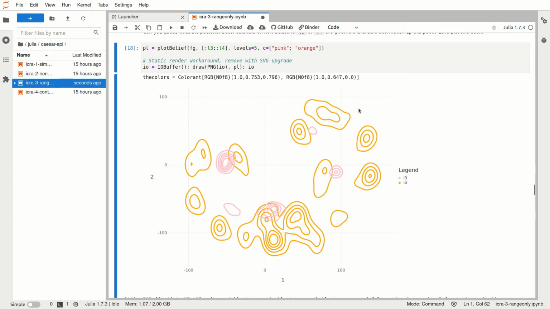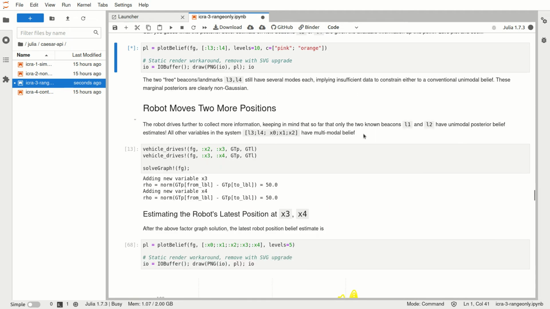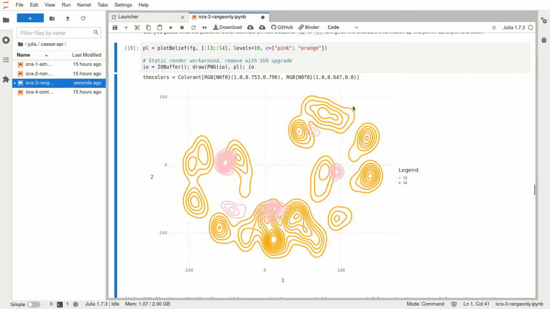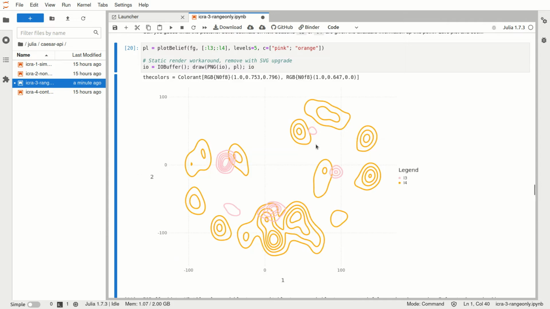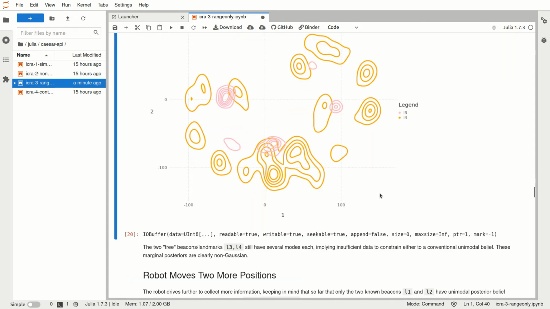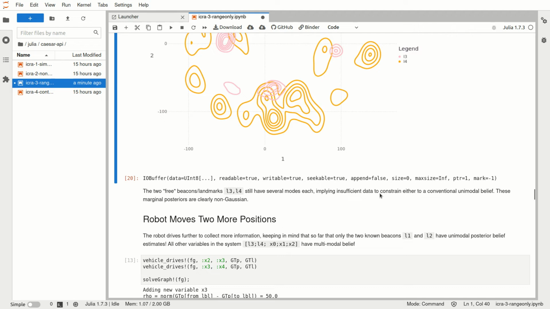It might be interesting to just look at this at a higher level of granularity. Let's go 10 levels in the plot. There you go. So some of this is more continuous, with these odd shapes. The distinction of using multimodal belief versus non-Gaussian belief is sort of in the noise of what you're trying to describe. But the point is that after the solve is completed, you're getting all of these various modes being recovered. So we don't quite know where these landmarks are yet, but at least it's more certainty than anywhere in the universe.